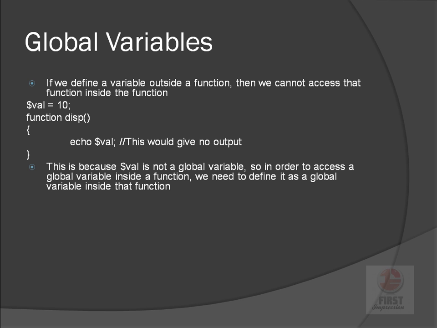But if we want to access this variable inside the function disp, then we need to define it as a global variable inside that function. For example, if I define $val equals 10 outside the function disp, I have to say global $val inside it. This indicates that search for this $val inside the complete PHP code, and whatever is the current value of $val, put that current value of $val in the statements to come. So we'll have echo $val. This will display the value of $val, which is 10.